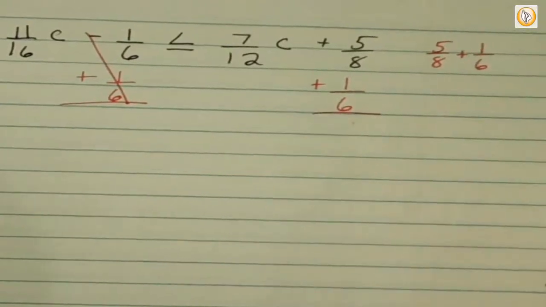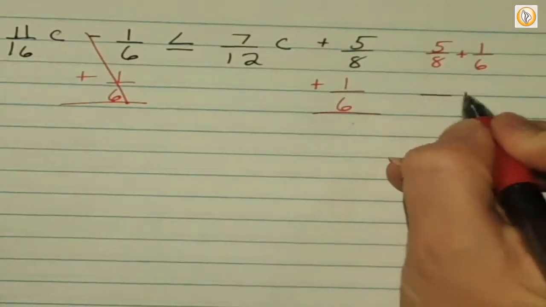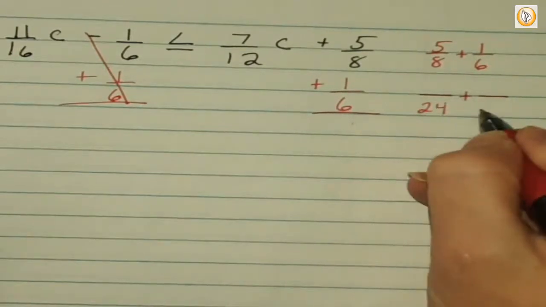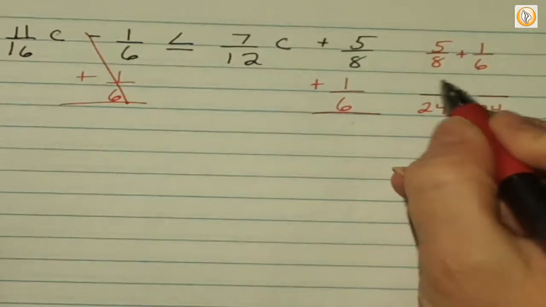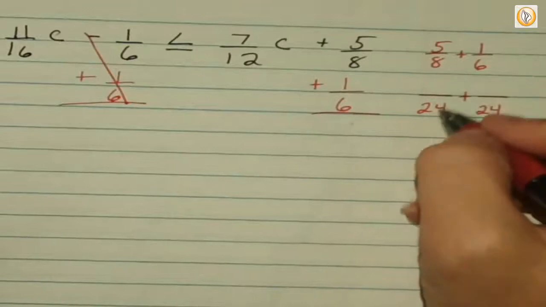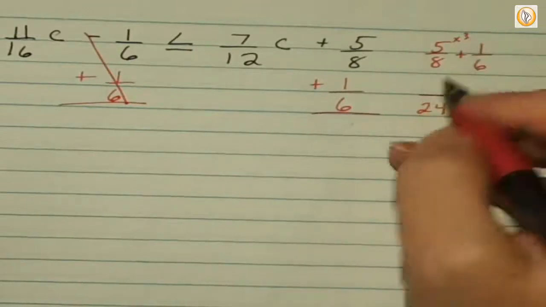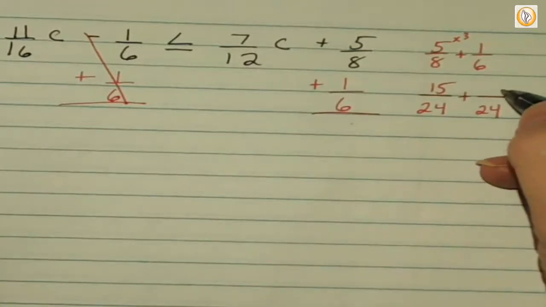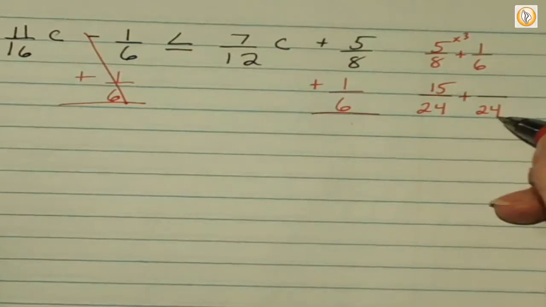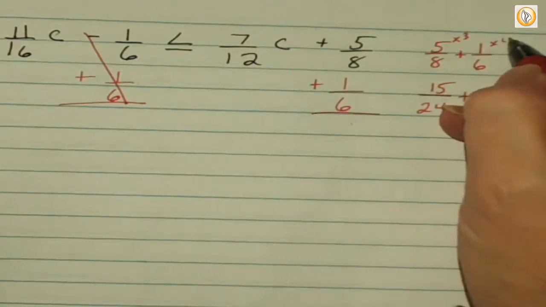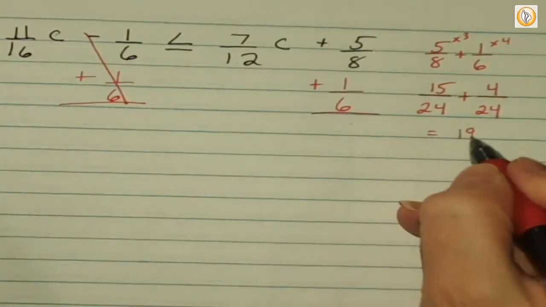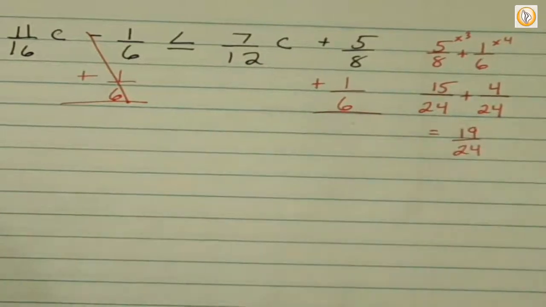Okay, when we are adding and subtracting fractions, what do we have to have? All right, common denominator. So what would be the common denominator? 24. What would this new numerator be? Because 8 goes into 24 3 times, so 3 times 5 is 15. And 6 goes into 24 4 times, so 4 times 1 is 4. And you would get what? 19 over 24. Okay, so let's rewrite our problem.